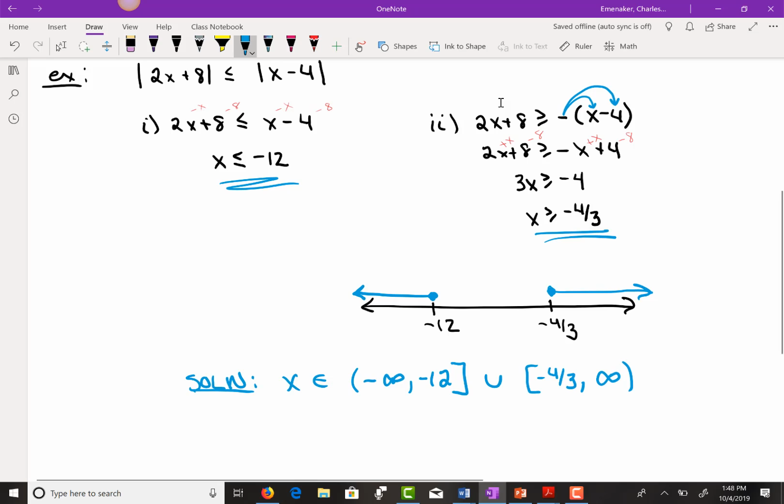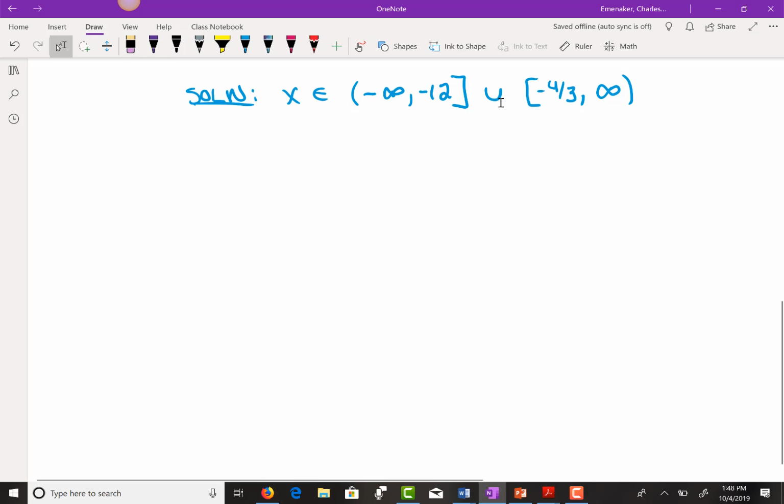I've got a question. Say that 2x plus 8 was negative. Will we still be able to do that absolute value? If which was negative? Like negative 2x plus... Yeah. So if you had something like negative 2x minus 8 greater than or equal to x minus 4 or something like that, yeah, you'd still have to do this.